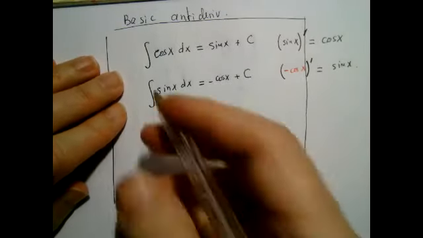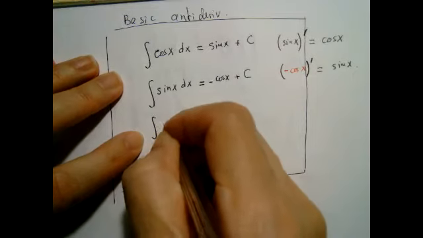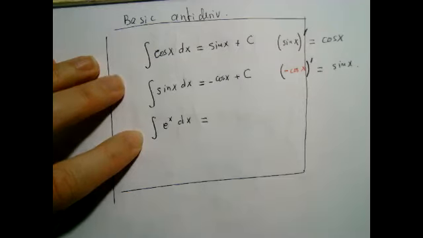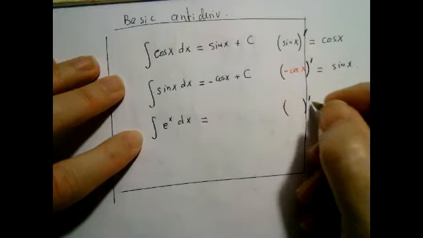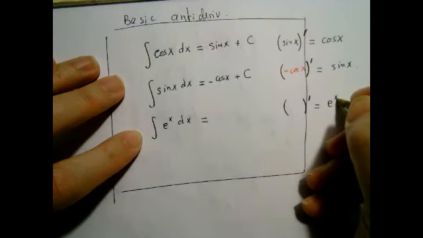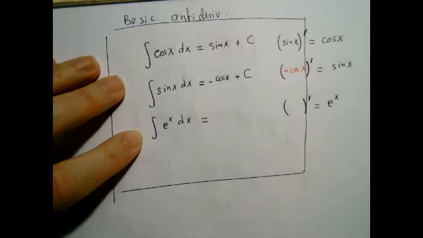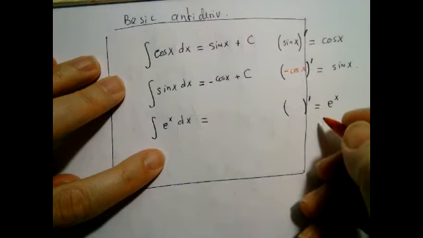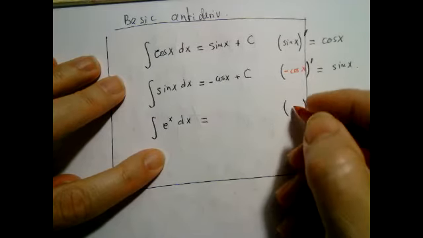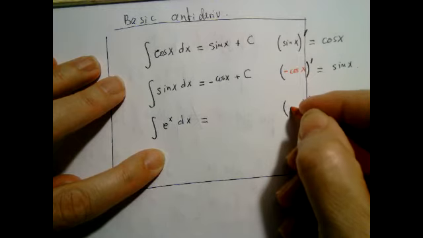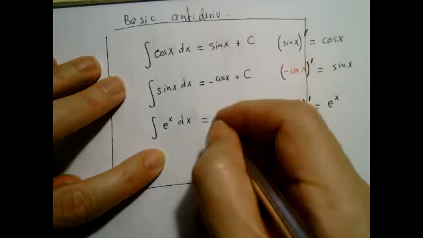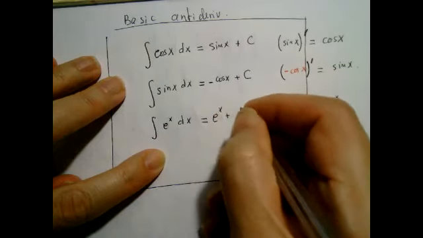Very good. Now, what other basic functions will we have? What's the antiderivative of e to the x dx? Absolutely. Okay. Again, what is the function that when we differentiate, we get e to the x? That's really what I am after. Quickly, all of you. Which function, when I differentiate, I get e to the x? e to the x itself. So the antiderivative of e to the x is e to the x plus c.